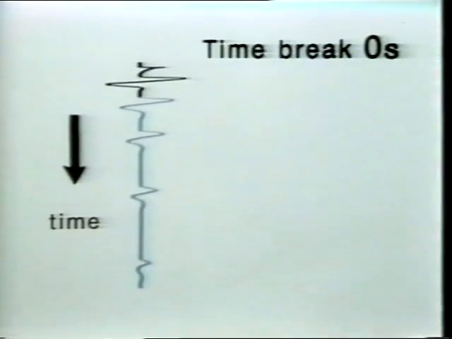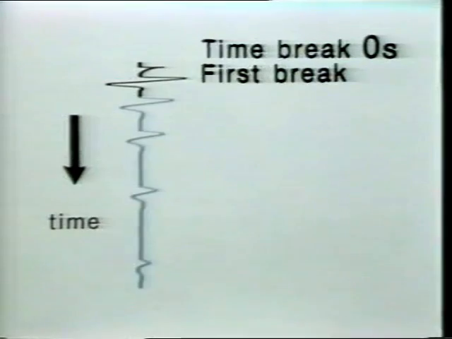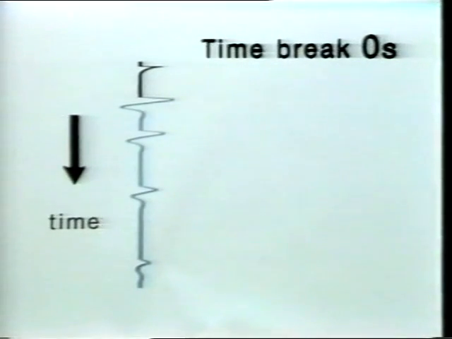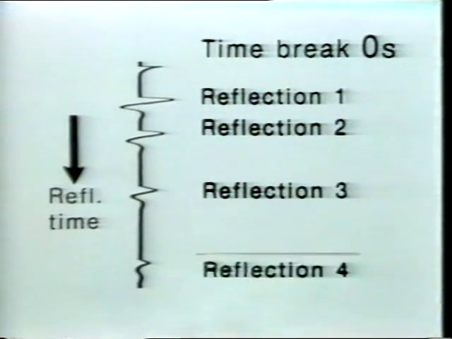Yes, you're right. The bang makes the Earth tremble, and the tremble travels more or less horizontally to the geophone as the first arrival, or the first break. Now, the first arrival tells us absolutely nothing about reflections, and for present purposes we don't want it. So we mute it, remove it, cut it out. That leaves us the four reflections, the four reflected trembles as a function of reflection time.